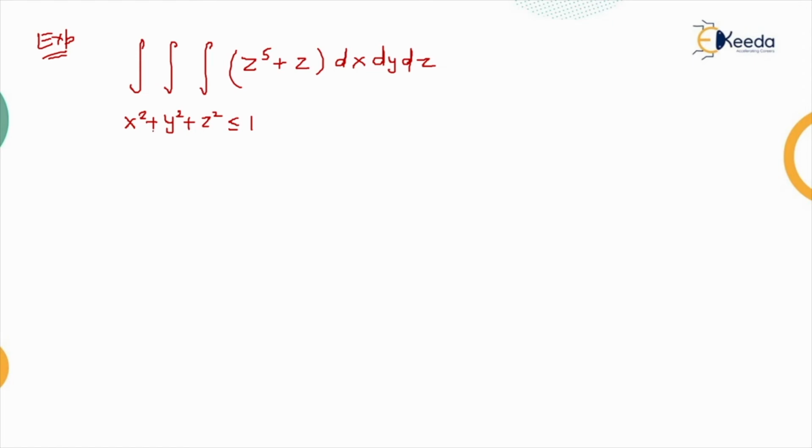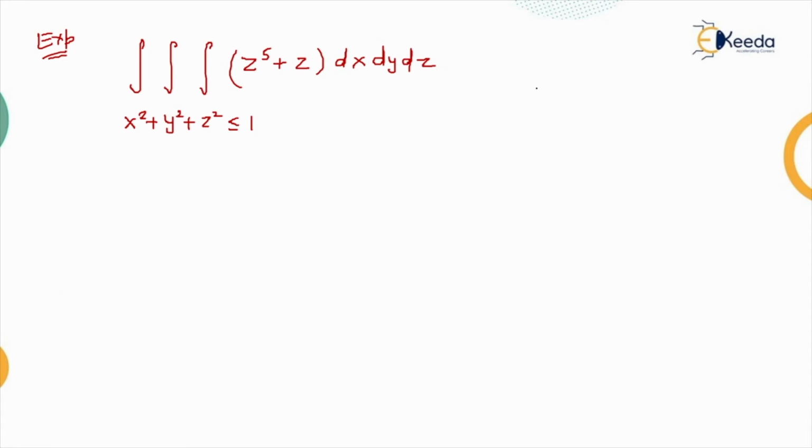Now the boundary condition is given to you in terms of a region, in terms of a curve, that is x square plus y square plus z square, and we know that this equation could be a sphere or could be a cylinder. So the integrand is z to the power 5 plus z, and x, with dx dy dz. We have to solve this question, and let's see how we can solve it.